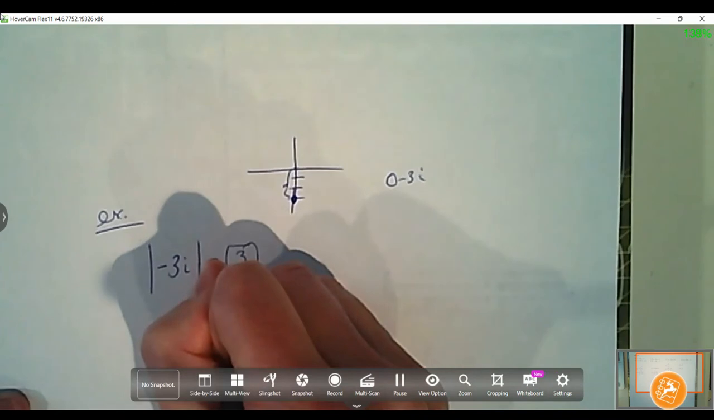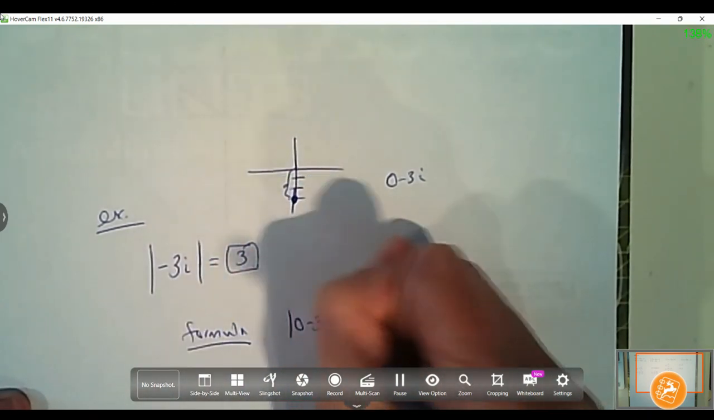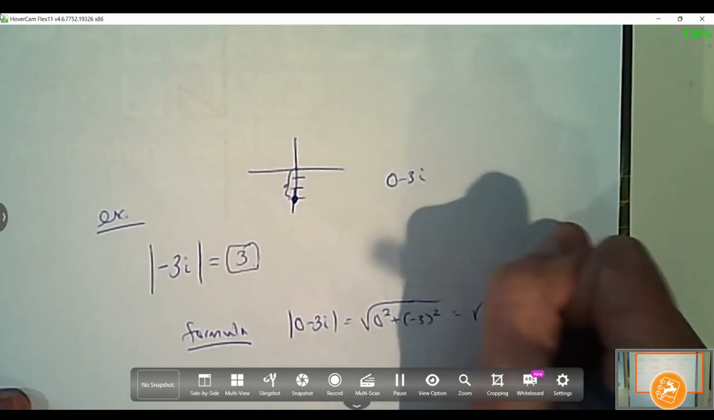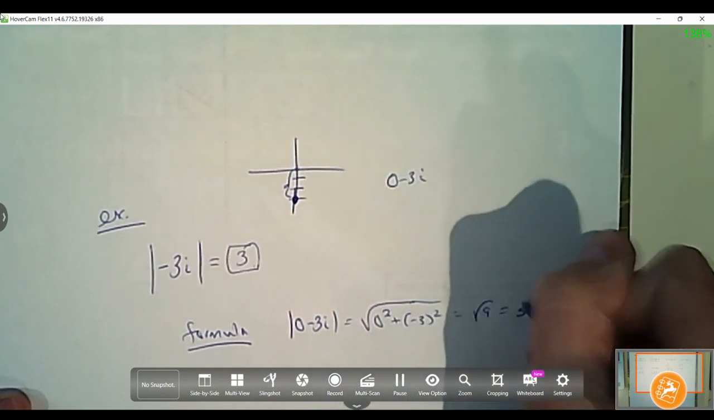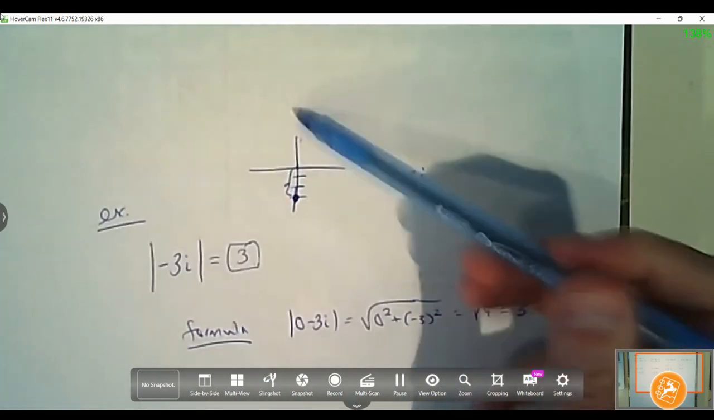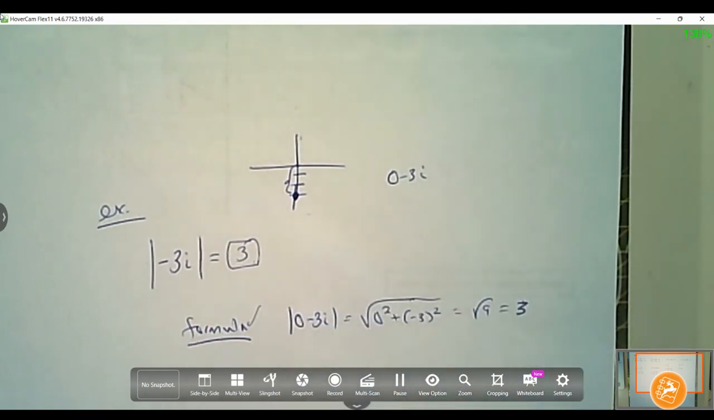And if you did want to use the formula instead for this one, it would work. You'd have 0 squared plus negative 3 squared, and the square root of 9 is 3. But I would suggest if your complex number ends up on an axis when you plot it, just count instead of using the formula, but the formula always works if you prefer.